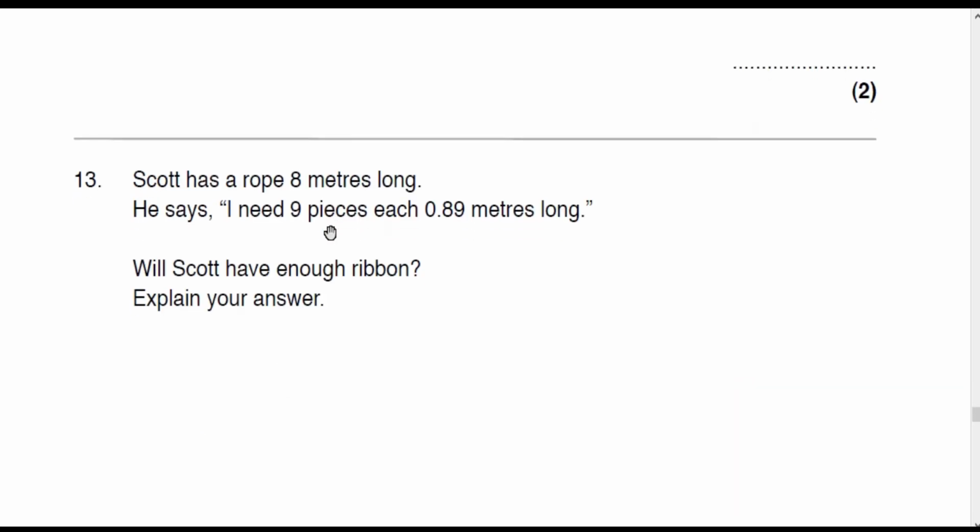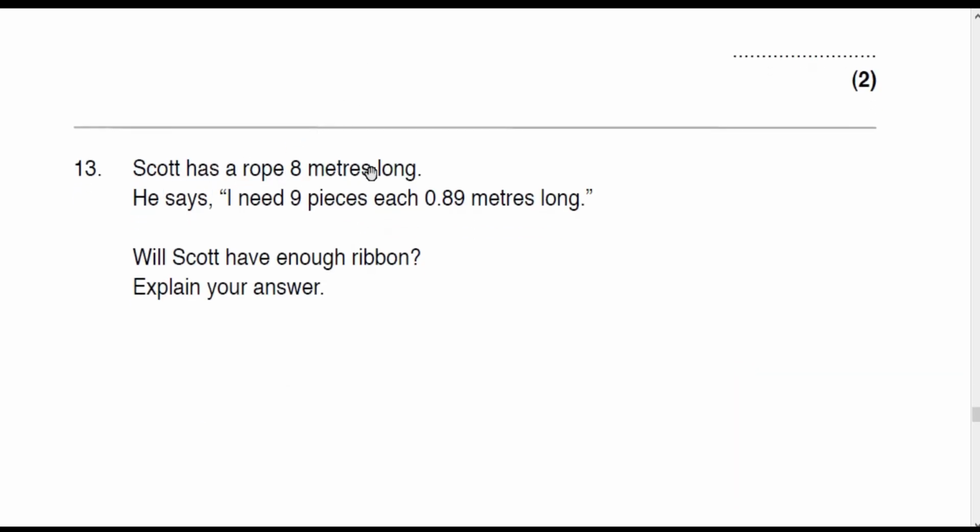Okay, so now let's do question number 13, in which he's saying that Scott has a rope 8 meters long. Alright, so he says I need 9 pieces, each 0.89 meters long. So what is the total length? 8 meters long, that is what he has actually. And then he is saying that he needs 9 pieces, each 0.89 meters long. It means that one piece should be equal to 0.89 meters.